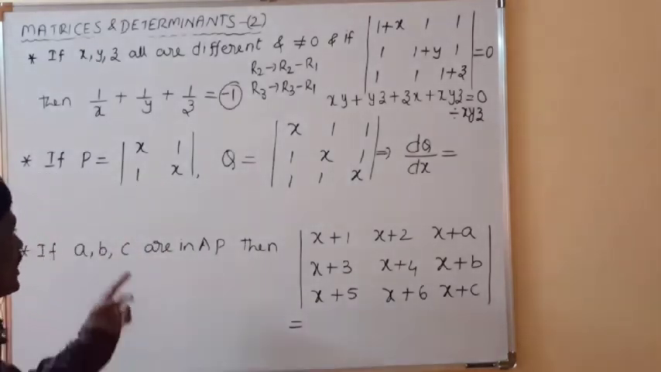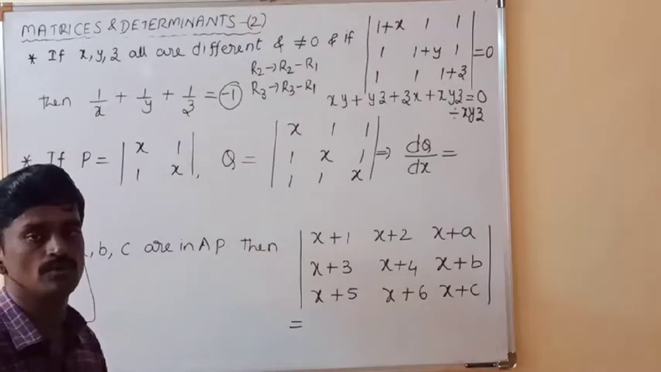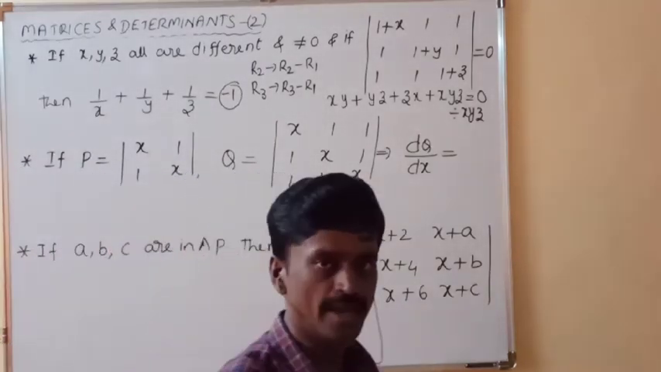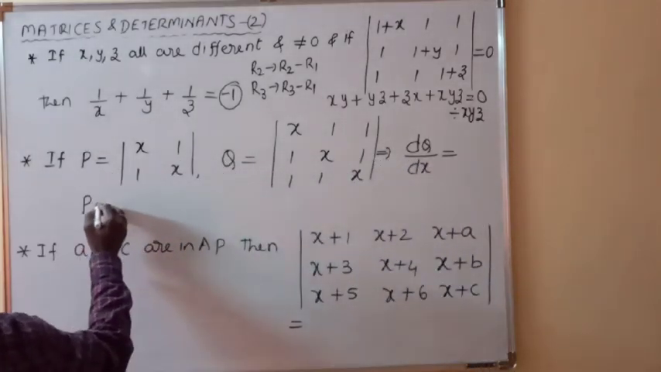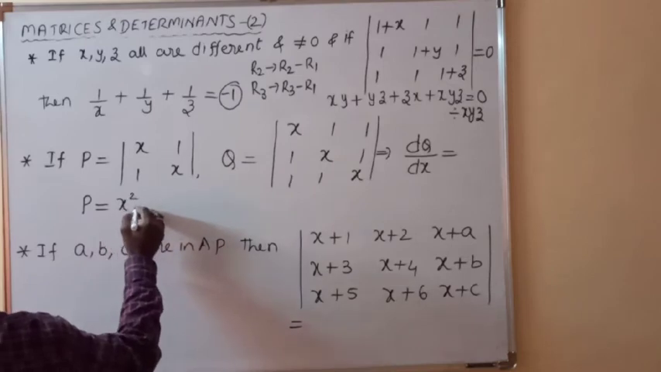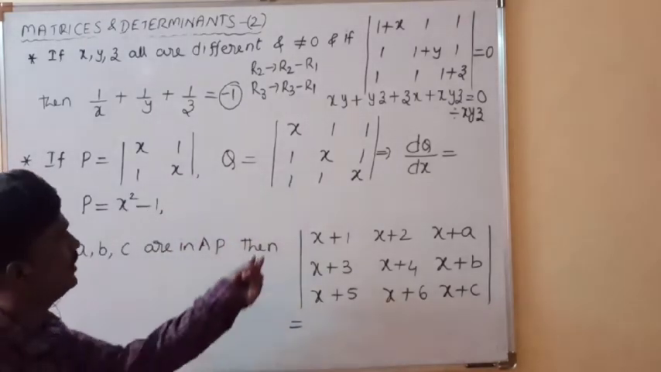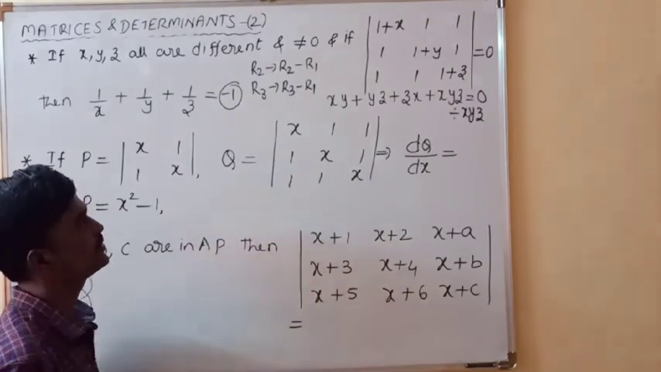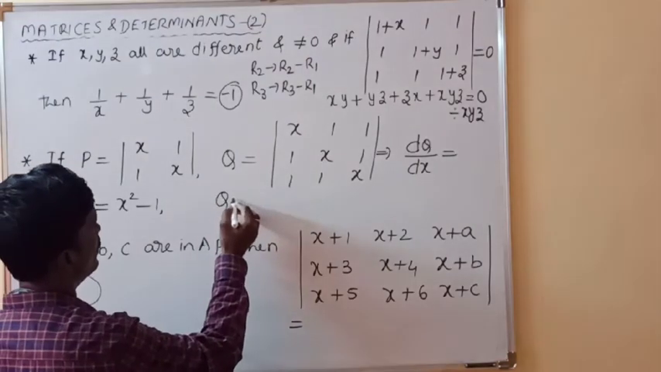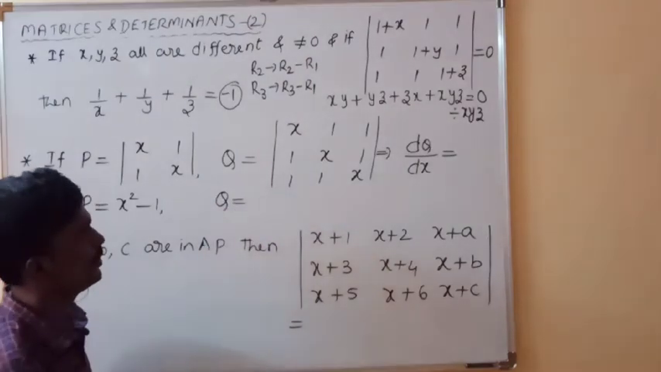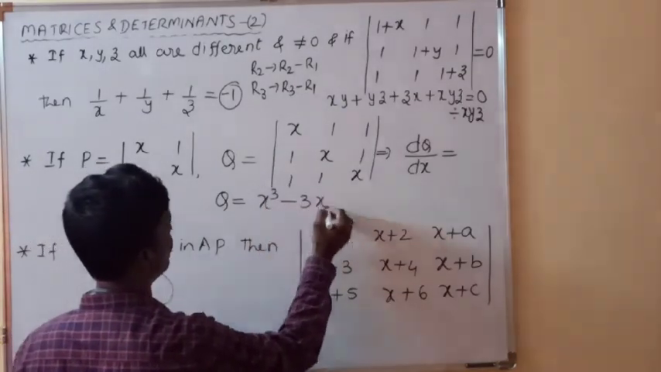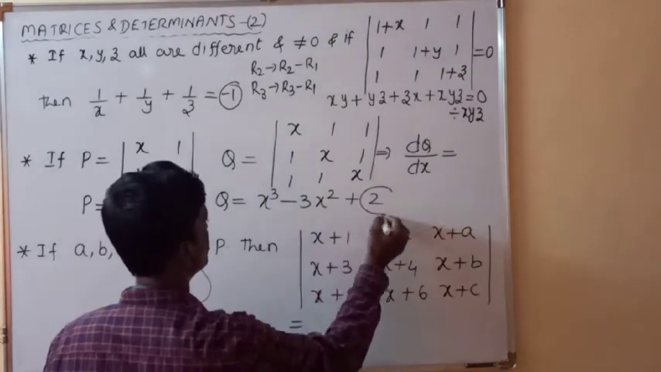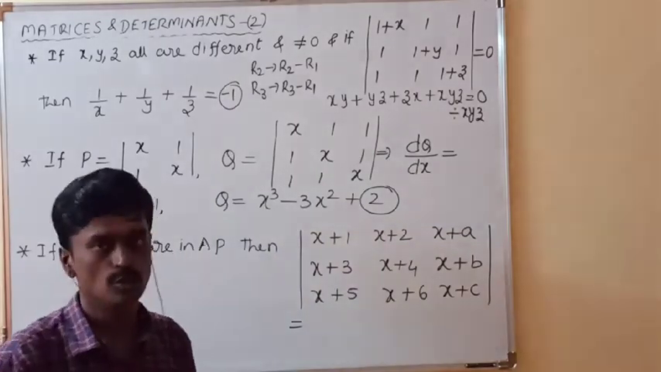Now the second question also, it is not so difficult to expand. So first you expand. If you expand, what will you get? The p value here is x square minus 1. Here also, to get the q value, just expand. I am writing directly. You will get x cube minus 3x plus some constant, I think it may be 2.